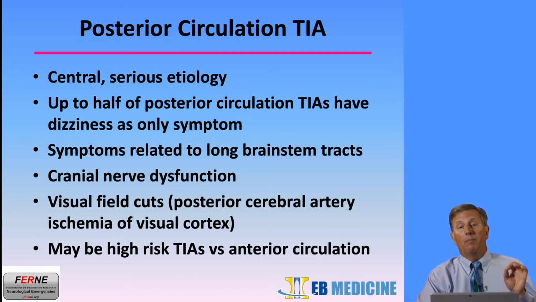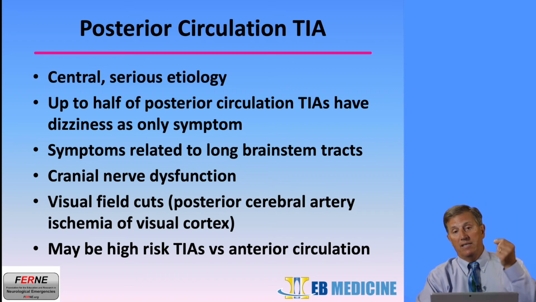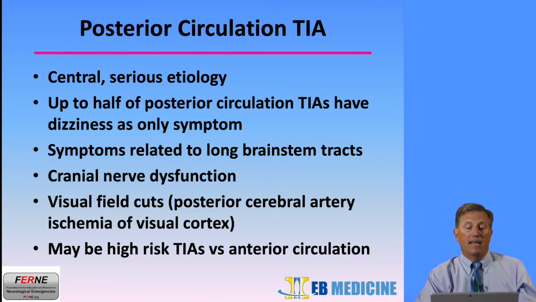Now, we are talking about spontaneous episodic vertiginous syndrome or symptoms. If it's episodic, spontaneous, it could be a posterior circulation TIA. This is more central, a more serious etiology. Up to half of posterior circulation TIA patients have dizziness as the only symptom. And the symptoms can be related to the long brainstem tracts that are found in the CNS. There can be some cranial nerve dysfunction.